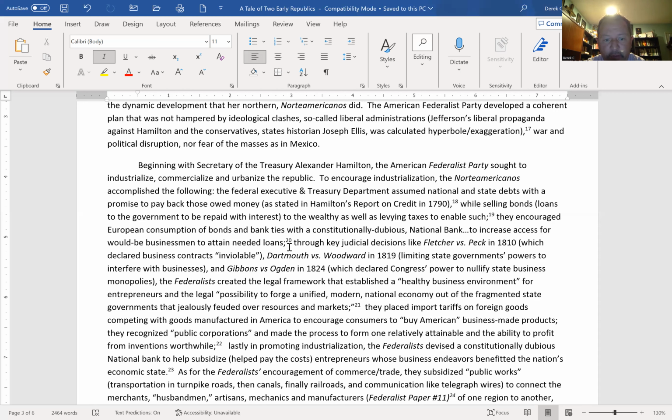They recognized public corporations, which came of age by the 1840s. And they subsidized industries that they claimed were vital to us becoming economically self-sufficient. Hamilton wanted us to produce everything that we need and everything that we want, so we're not economically dependent upon any European nation or businessman.